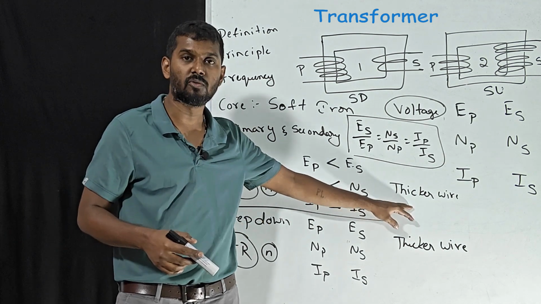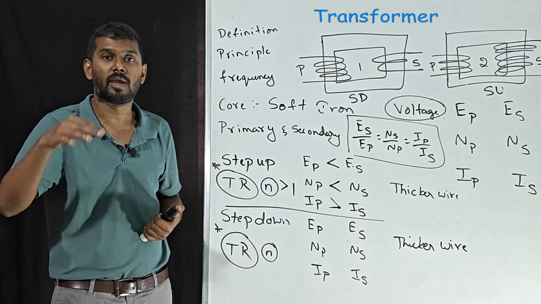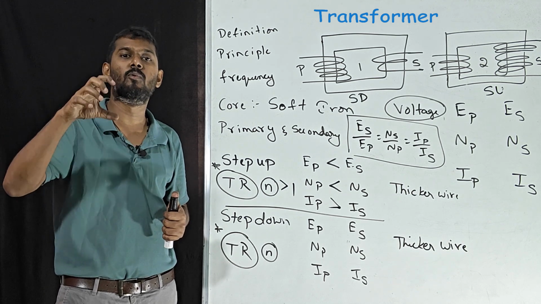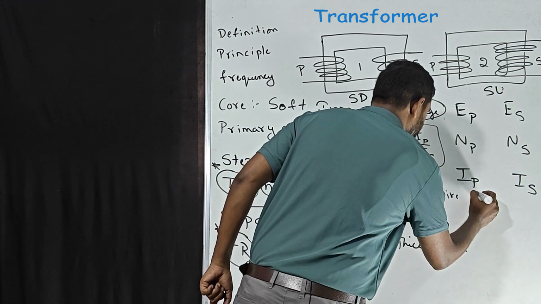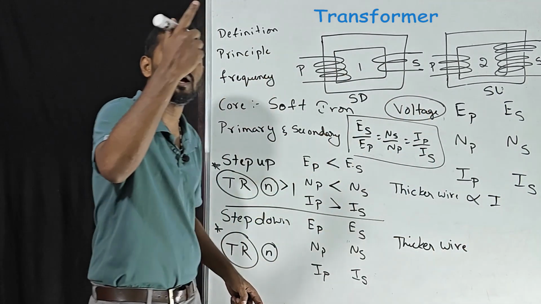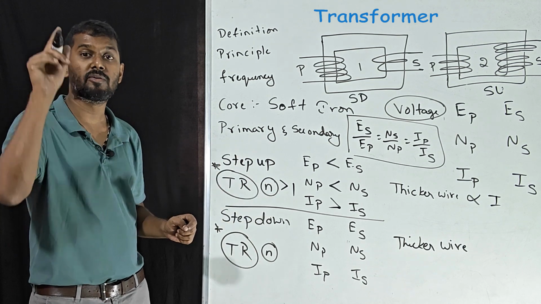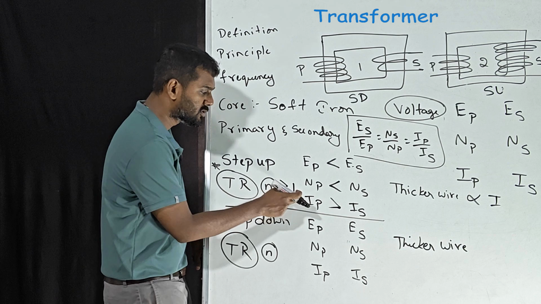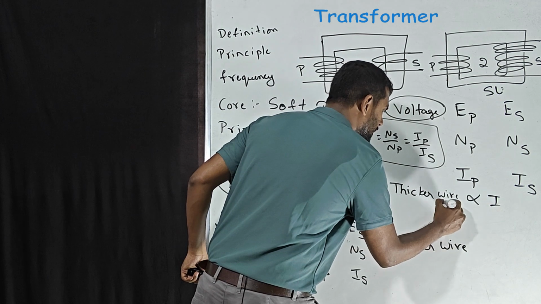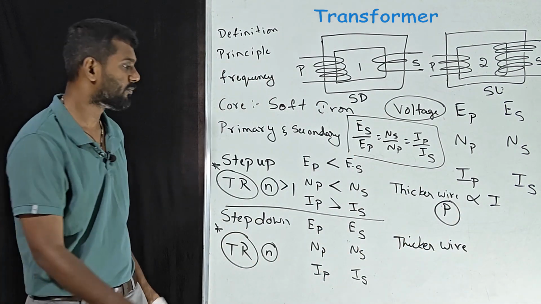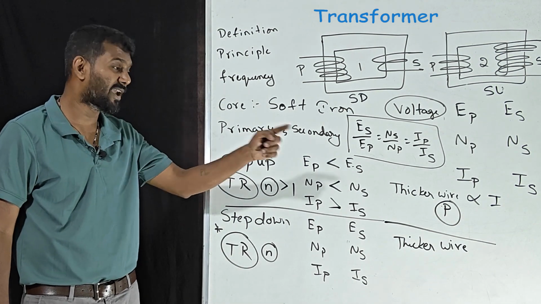When it comes to thickness of the wire, it depends upon current. The more the current, the thickness of the wire should be more. If thickness of the wire is more, it can hold more current, correct? So thickness of the wire is directly proportional to current. Which side current value is more, that side the wire will be thicker. In any one of the transformers, we need to identify which side we have more current. Here we have more current, IP. So when it comes to step up transformer, thickness of the wire on the primary side is more. Keep this in mind. For a step up transformer, primary side wire thickness is more.